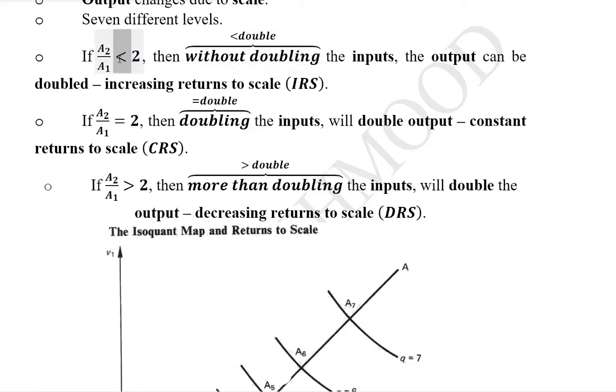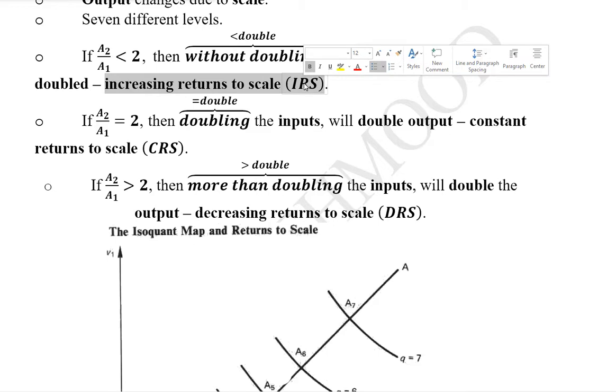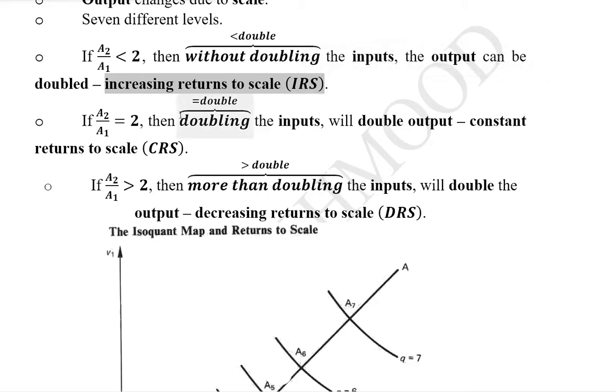This is less than 2. It means that less than twice the inputs can be used to double the output. So we have highlighted this thing, that is less than the double, and in this situation it is a favorable situation because we can increase the output and make it double of what it was simply by using less than the double of the input. So it is increasing returns to scale. We are able to produce more by using less of the input.